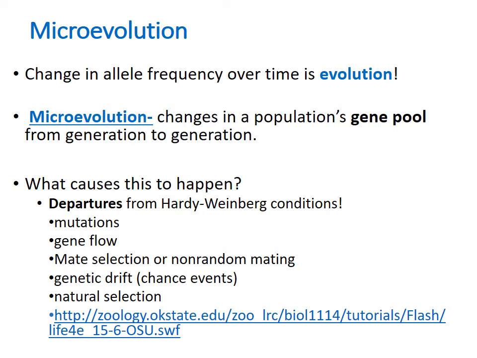If you look at the link below, that is a little flash diagram that shows you what happens with all of those things in a population of colored dots. So it just illustrates mutations, gene flow, all of that, with colored dots representing allele frequency. It's probably worth taking a look at.